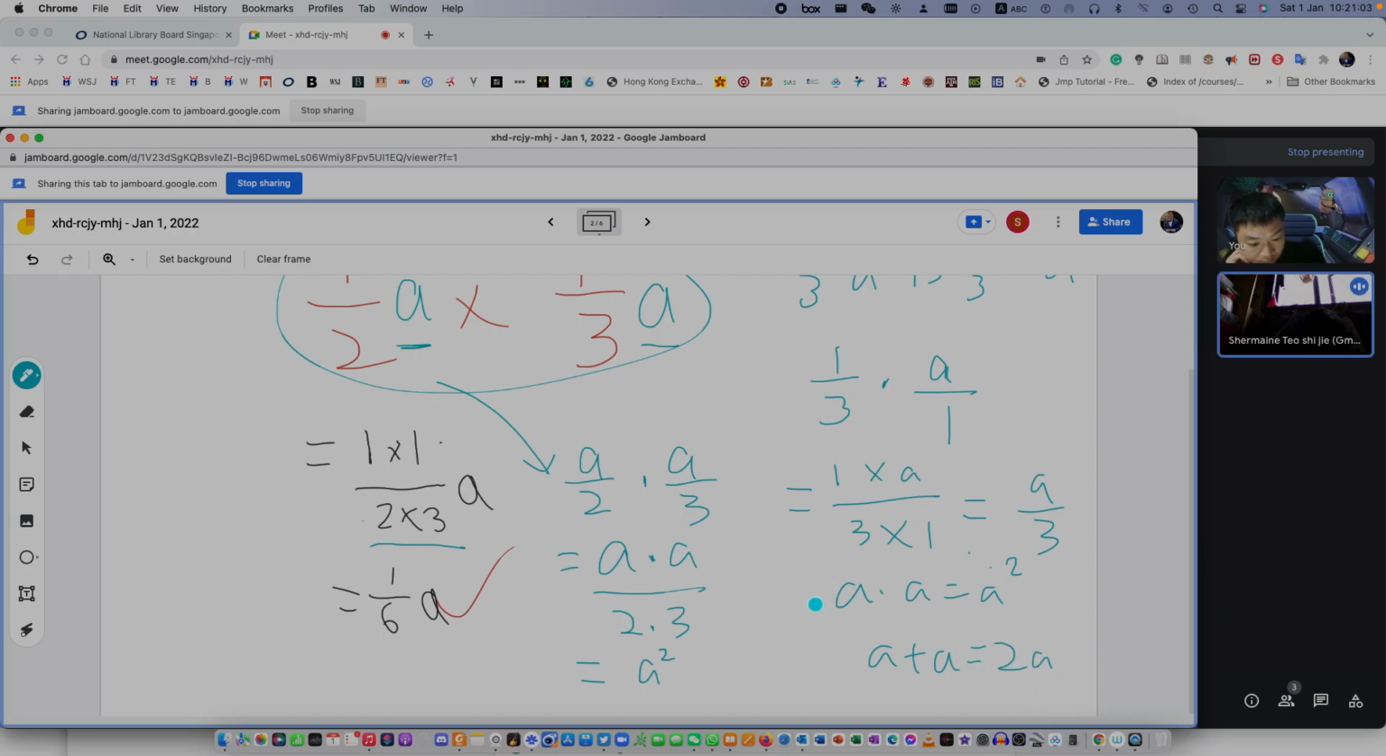Alright? You need to be clear with this, we talked about this last time. Alright? So A times A is A squared, then 2 times 3 is 6. So this is the answer. So the answer is A squared over 6. Are you clear? Yeah. Are you clear or not? Yeah.